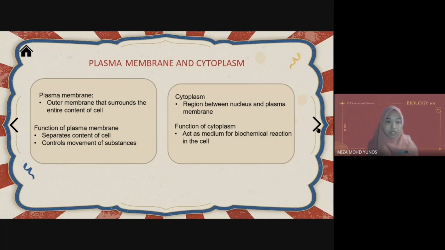Moving on. Okay, we will look into plasma membrane and cytoplasm first. So plasma membrane is basically the outer membrane that surrounds the entire content of the cell. And the function of plasma membrane is basically to separate the content of the cell from the outside surrounding and also control the movement of substances in and out of the cell. For cytoplasm, it is basically the region between nucleus and plasma membrane, and the function of cytoplasm is to act as a medium for biochemical reactions in the cell.